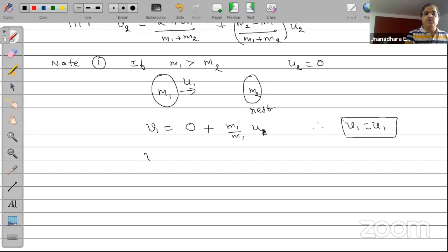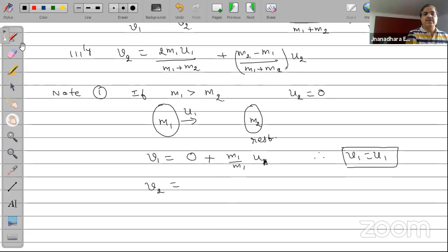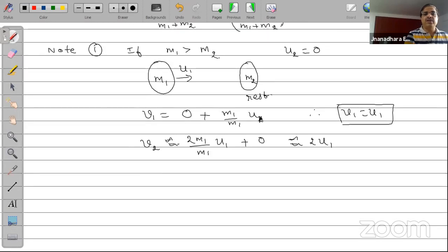Now, what will happen to v2? v2, on the other hand, will be interesting to see here. This will be equal to 2 times m1 divided by m1, because m1 is very large when compared to m2, I neglect m2, into u1. The second term is 0 because u2 is 0. So which will turn out to be approximately equal to 2u1. Very interesting: the velocity of the second body will be equal to 2 times the velocity of the first body.